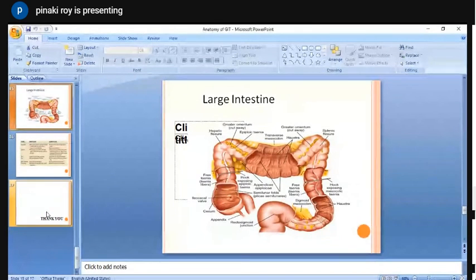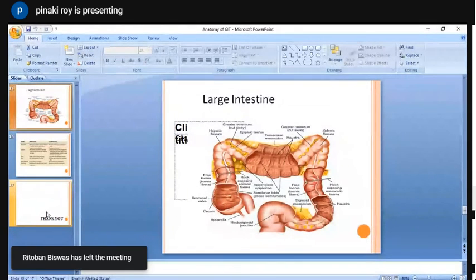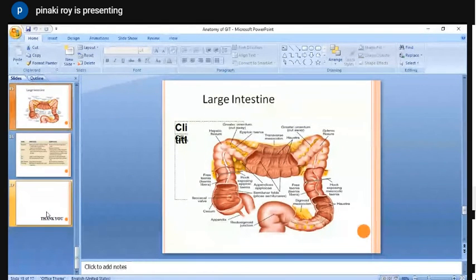Another thing is the bacterial load in the large gut is quite high, and these good bacteria usually help in digestion of undigested carbohydrates, and ultimately short chain fatty acids are formed, and the short chain fatty acids help in nutrition of the colonic mucosa. If there is any abnormality in these, then unhealthy colonic mucosa develops, and it leads to colonic ulcer and cancer formation and all those things.